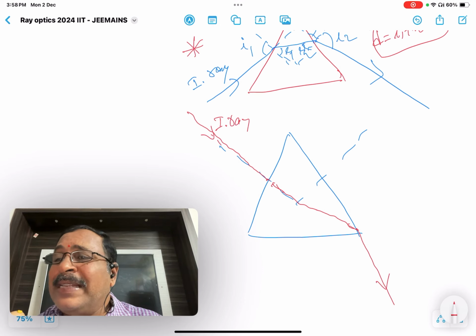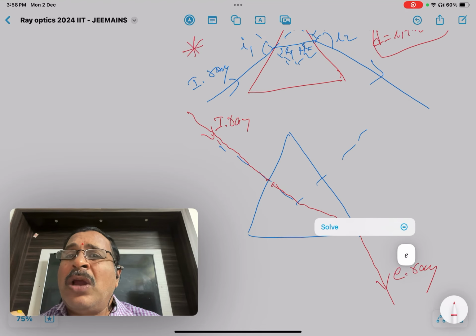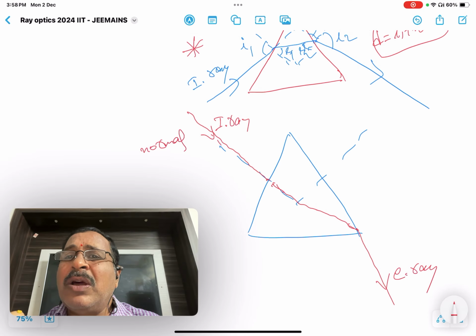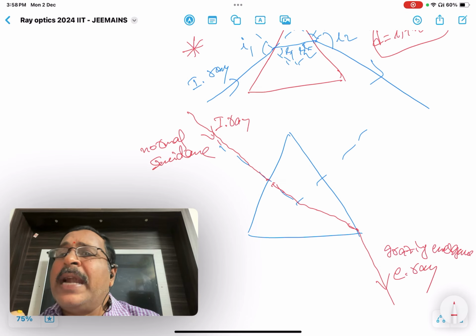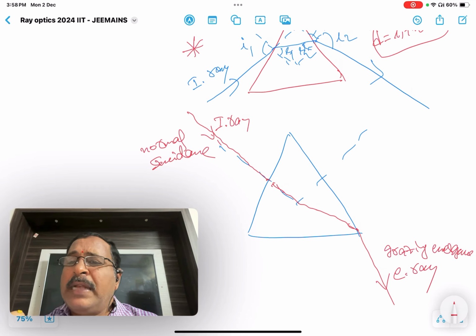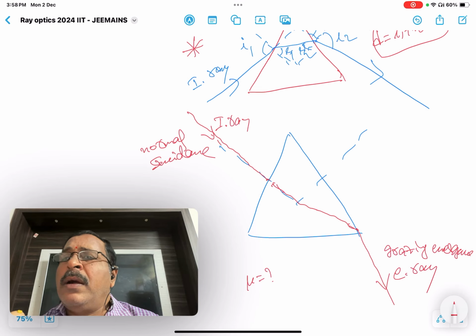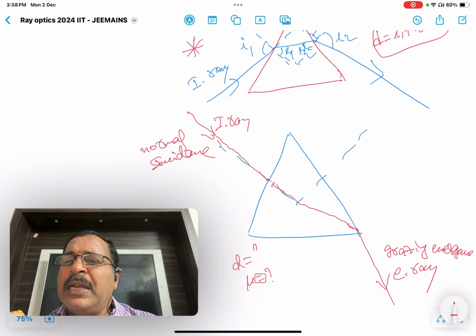So this is called the emergent ray. It is called normal incidence, and grazing emergence. So what are the conditions? What is the refractive index of the prism? This is the question mark. And what is the angle of deviation? So these are the questions now.